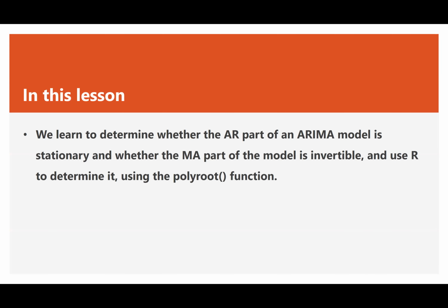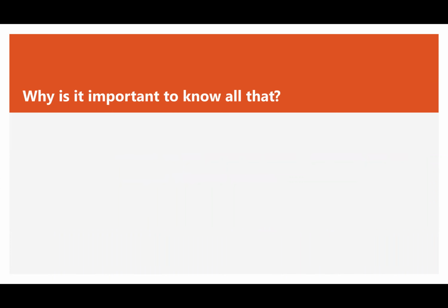So in this lesson, we are going to learn to determine whether the AR part of the ARIMA model fit to the differenced time series is stationary, and whether the MA part of the model is invertible. And we are going to use a polyroot function in R to determine that. So why do we need that?